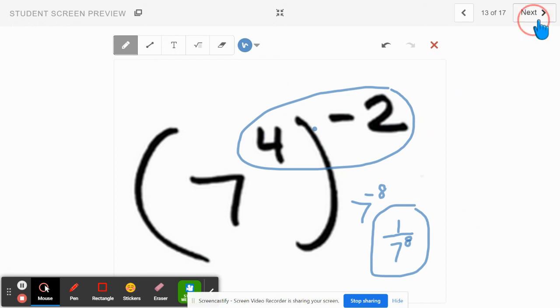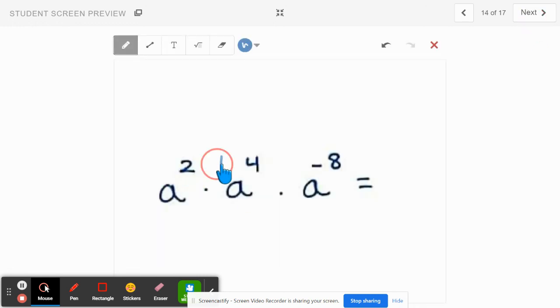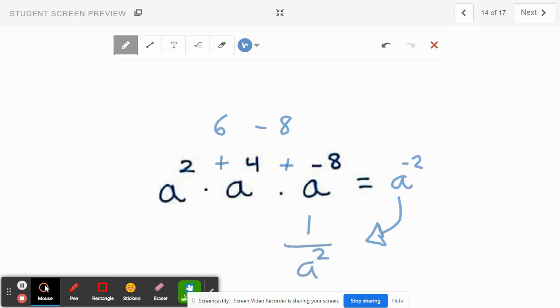All right, the next one. 2 and 4, 6. 6 minus 8. 8 to the negative 2. Negative 2, okay? Very cool. So then hold on. What do you have to do now? You can't leave it like that. You have to flip it, make it go down. So it's going to be what? 1 over a squared. Okay?